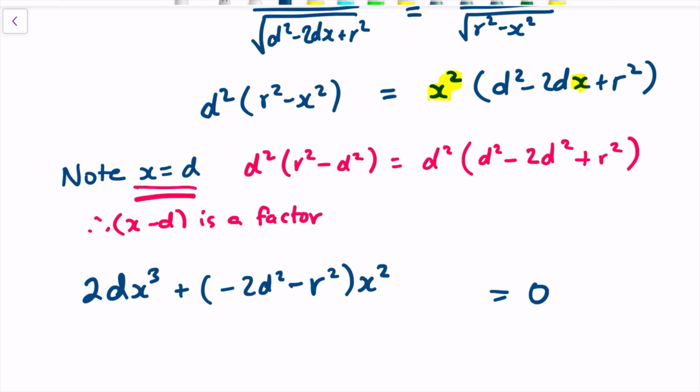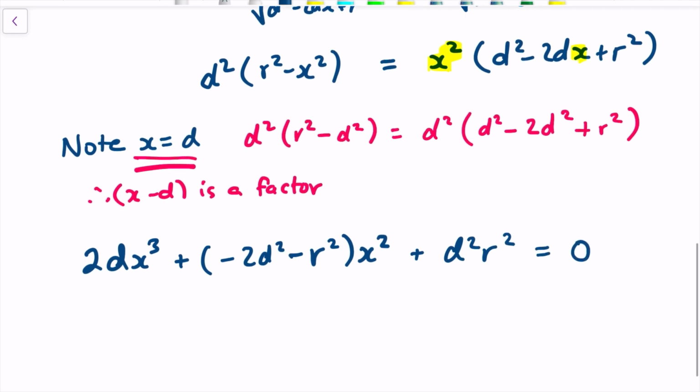Alrighty, and then we've got a linear term, have we? Nope, no linear term, and we've got the constant term, which needs a little bit more room. We've got d squared r squared on the left, and that's the only constant term, equals 0. Factor out x minus d.